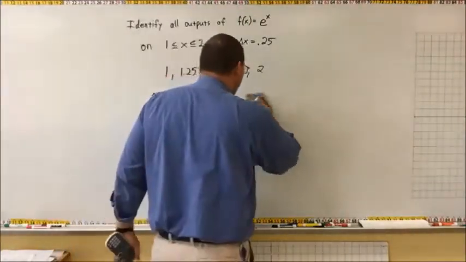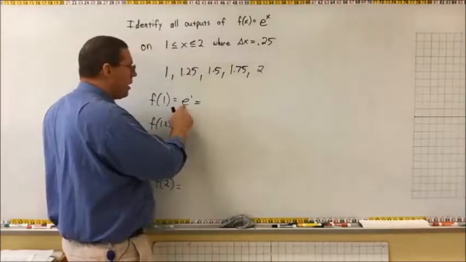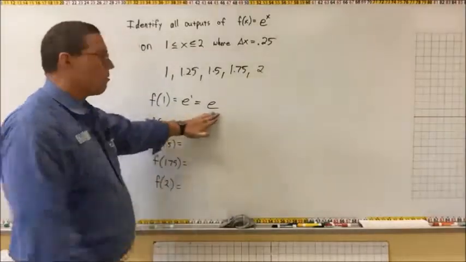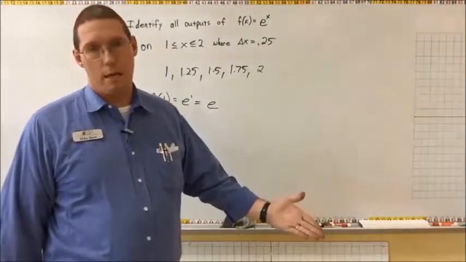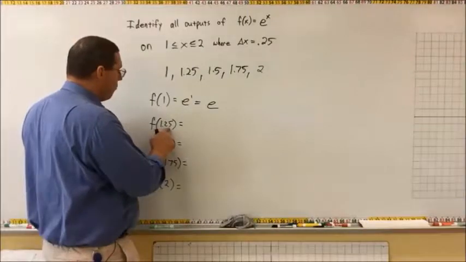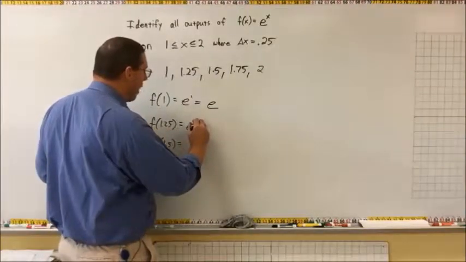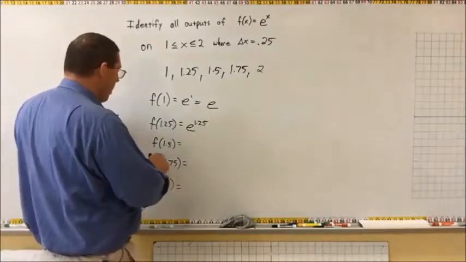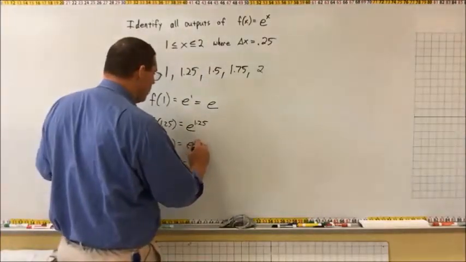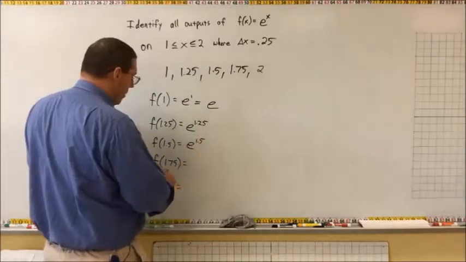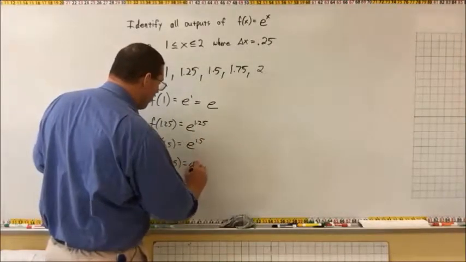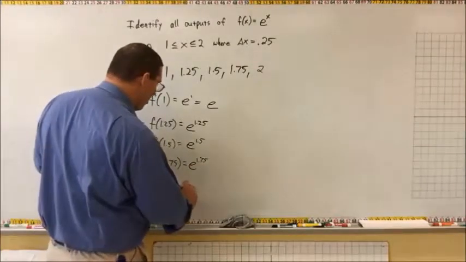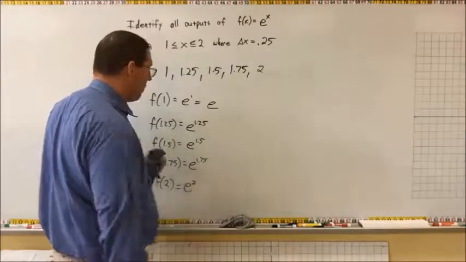Well, we do the same thing with e a lot in math. E to the first power, well, anything to the first power is itself, and so the answer to this is just e. All right, and then f of 1.25 would be e to the power of 1.25. And that's good enough. We're just going to leave it there. F of 1.5 is e to the 1.5 power. F of 1.75 is e to the 1.75 power. And then f of 2 is e squared, or e to the second power.